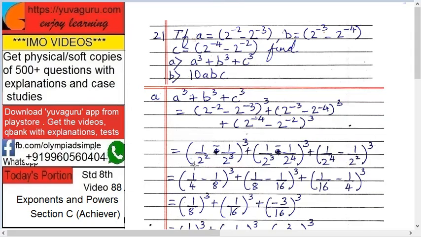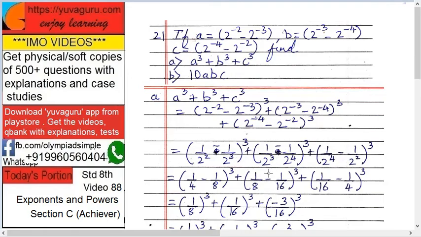Now solve this. 1 upon 2 square is 1 upon 4 minus 1 upon 8, the whole cube. 1 upon 8 minus 1 upon 16, the whole cube. 1 upon 16 minus 1 upon 4, the whole cube. Cross multiply and solve them. 8, 4, so 4 upon 8 into 4 is 32. So it becomes 1 upon 8.